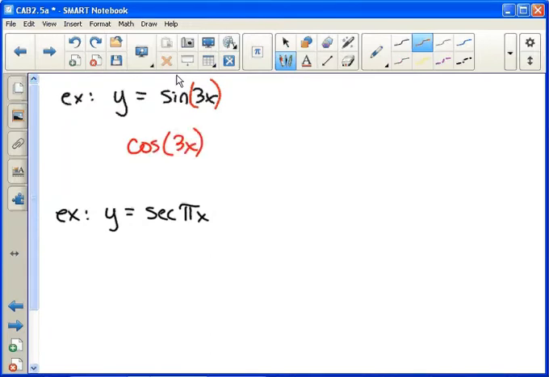So that's the derivative of the outside. Then we multiply by the derivative of the inside. The derivative of 3x is just 3. And you can technically leave it like that, but conventionally we usually move that 3 up front. And write that as our answer.